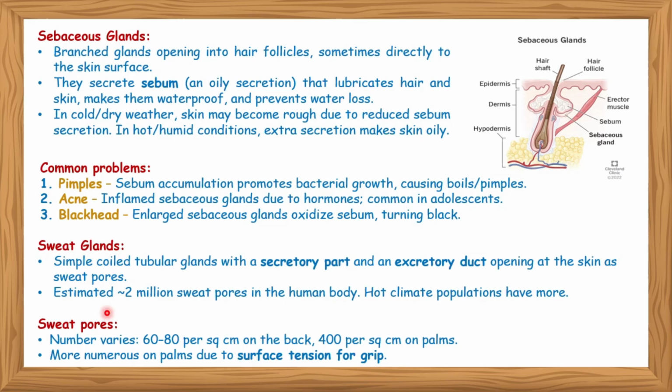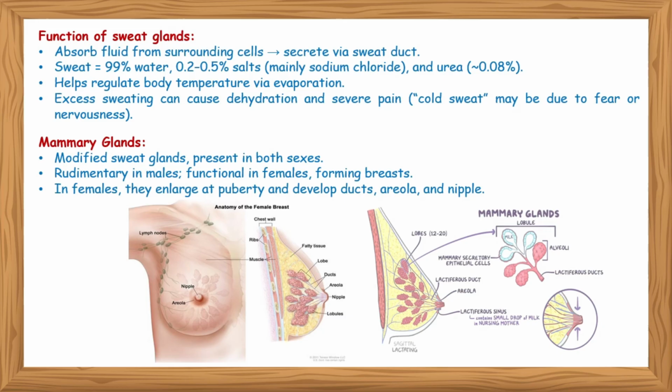It is estimated that there are nearly 2 million sweat pores in the human body, and hot climate populations have more. The number of sweat pores varies from 60 to 80 per square centimeter on the back and 400 per square centimeter on palms. They are more numerous on palms due to surface tension for gripping. Function of sweat gland: it absorbs fluid from the surrounding cells and secretes it via the sweat duct. Sweat contains 99% water, 0.2 to 0.5% salt, mainly sodium chloride, and urea approximately 0.08%.